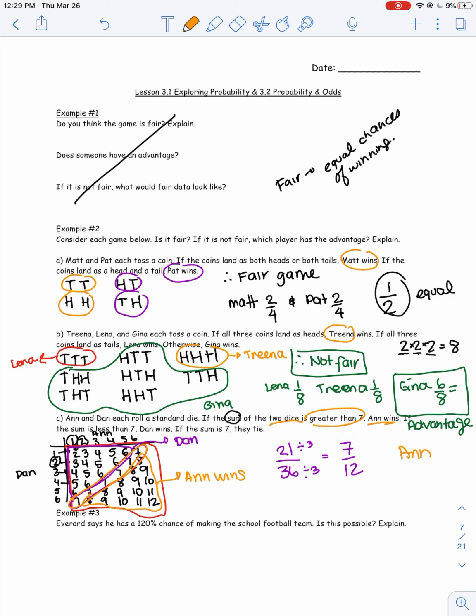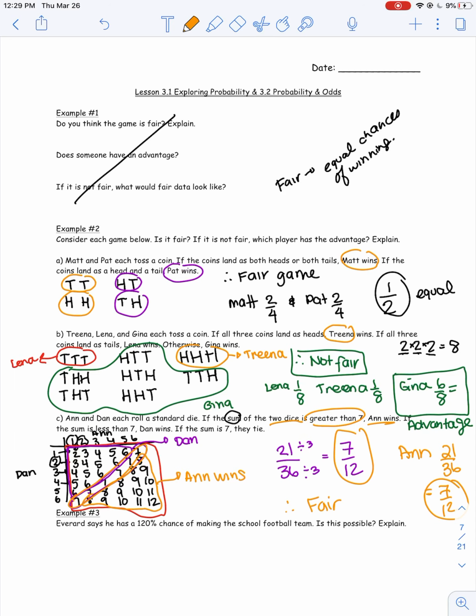Now let's do Anne. If I counted all the orange, 1, 2, 3, 4, 5, 6, 7, 8, 9. So if I counted all the orange numbers, you would also get that there's 21 numbers out of 36 that are circled in orange, which again simplifies to 7 over 12. Since they both have the exact same answer, therefore the game is fair.